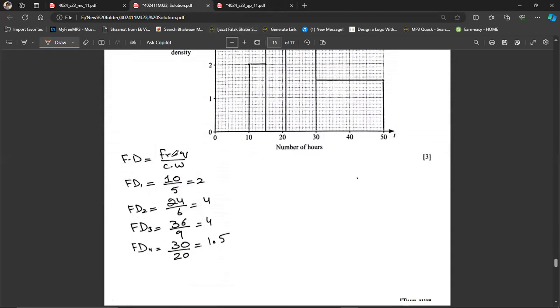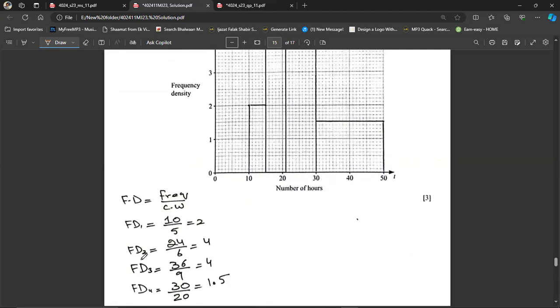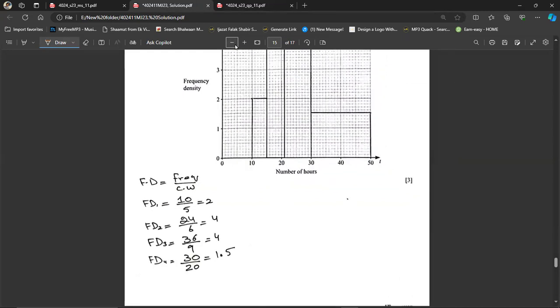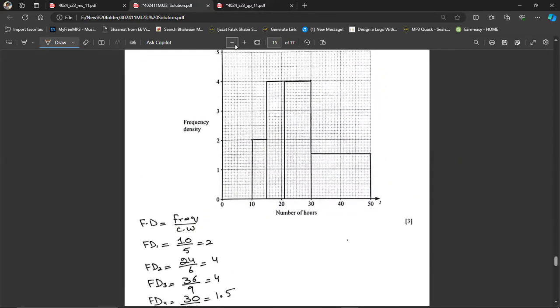So the frequency density for the first class is 10 divided by 5, that is 2. Frequency density for the second class is 24 divided by 6, that is 4. And then the frequency density for the third class will be 36 divided by 9, that is 4. Frequency density for the fourth class will be 30 divided by 20, that will be 1.5. Frequency divided by the class width. Then I will represent this information on that histogram.